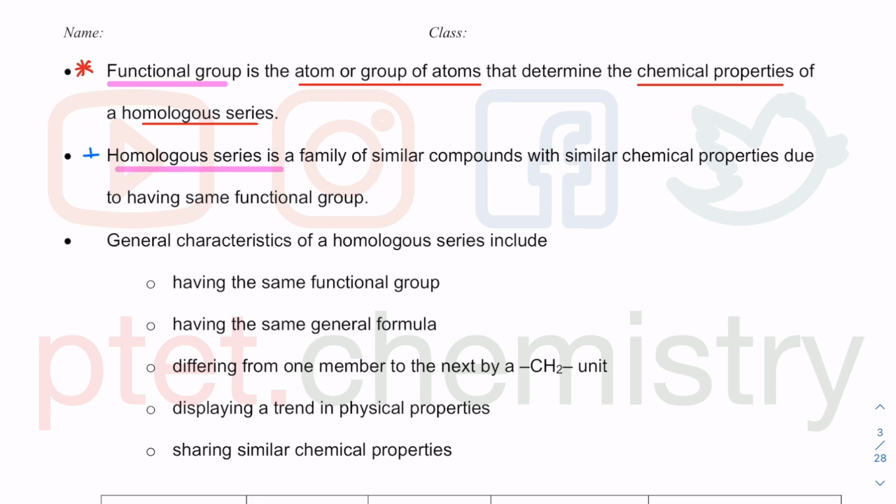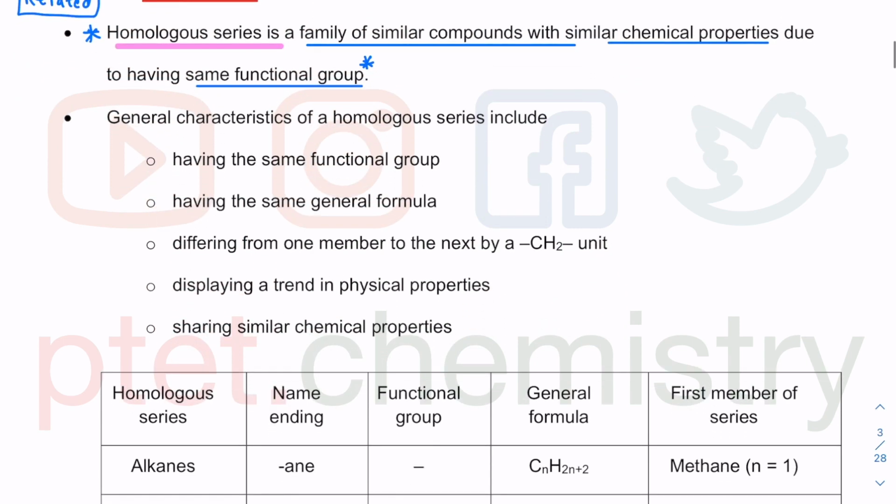So this is another definition. What is meant by functional group? What is meant by homologous series? Homologous series is basically the family of the similar compounds. I think what I described was actually homologous series, but as you could see, they are related, functional group and homologous series. So homologous series is that family of compounds that have the same chemical properties because of same functional groups. Now, what do they like to ask you?